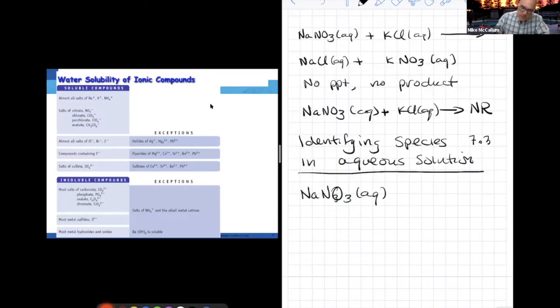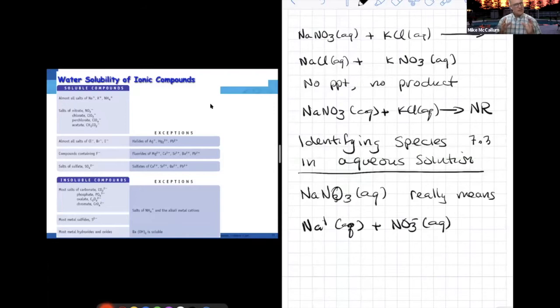In water, this really means Na+(aq) plus NO3-(aq), right? That's what it means. So even though we write this soluble salt in a molecular way, we only write it that way because it's convenient. It's more convenient to write and describe, but we have to realize that it's two free ions, right?